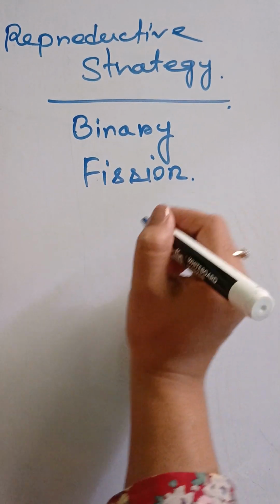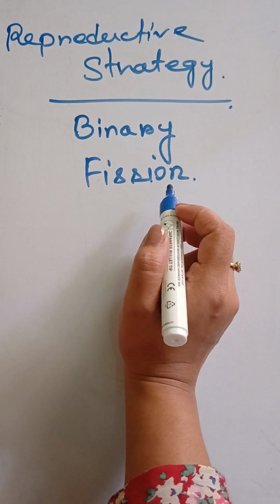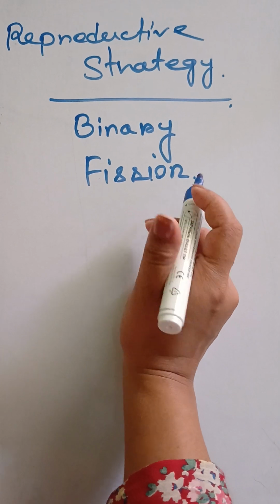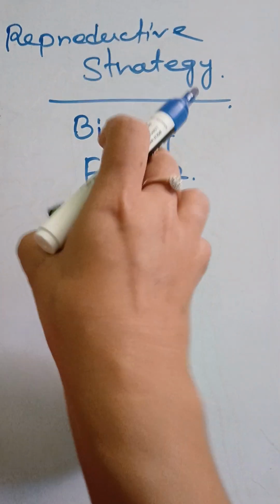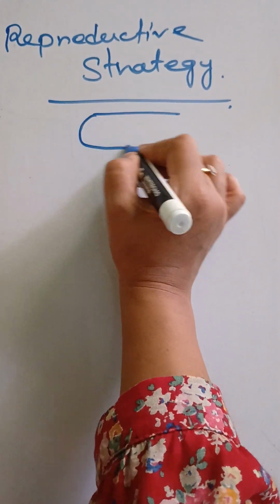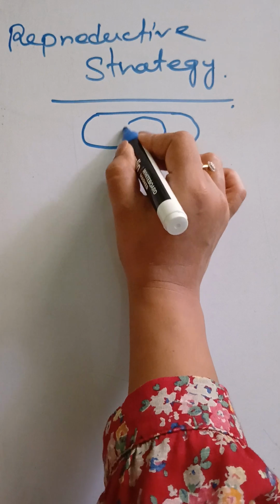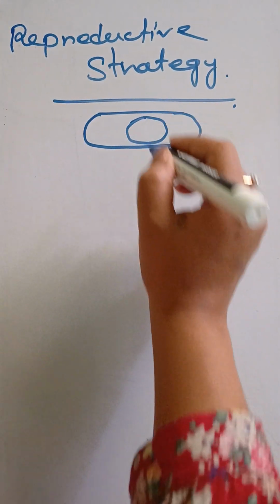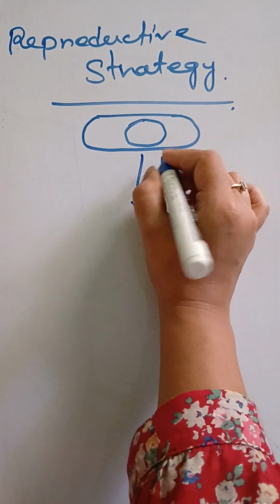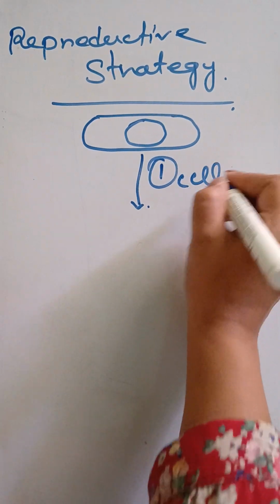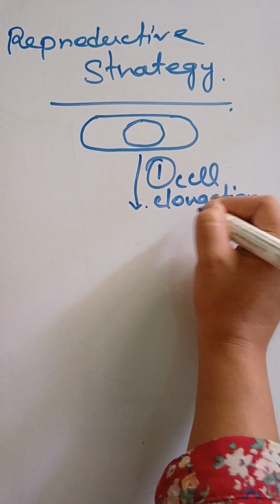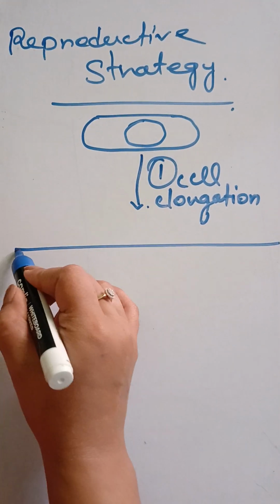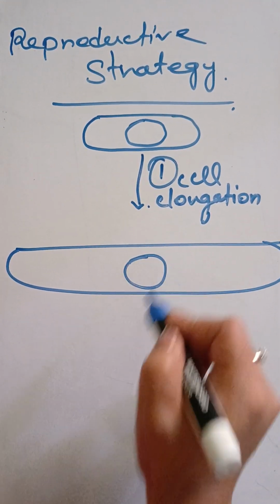Now in the case of binary fission, which is basically followed by both bacteria and archaea, what happens there? It's a very simple process. The first step is a bacterial cell with a nucleoid. It contains the DNA. The first step is cell elongation. What happens? It becomes large.